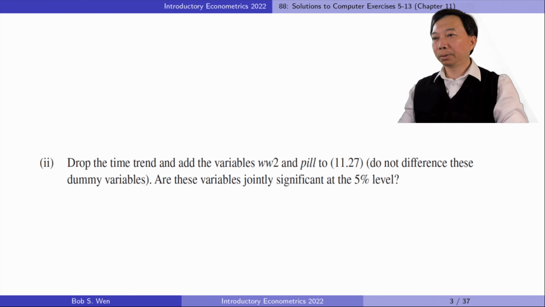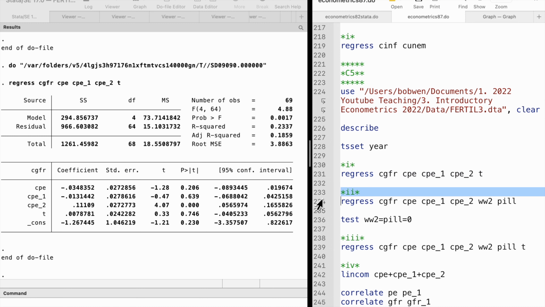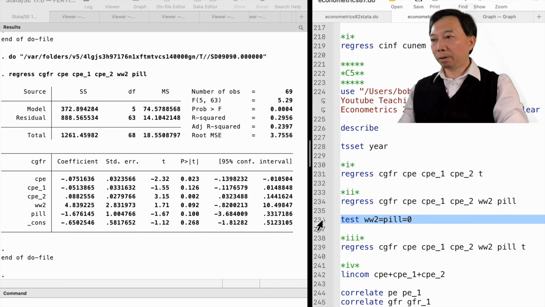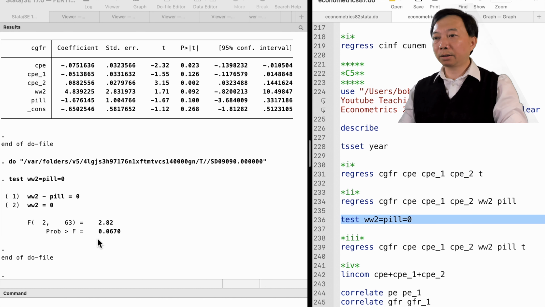In part 2, drop the time trend and add the variables WW2 and P to 11.27. Are these variables jointly significant at the 5% level? Adding the two variables to the model, we find they are jointly significant at the 10% level, but not at the 5% level.